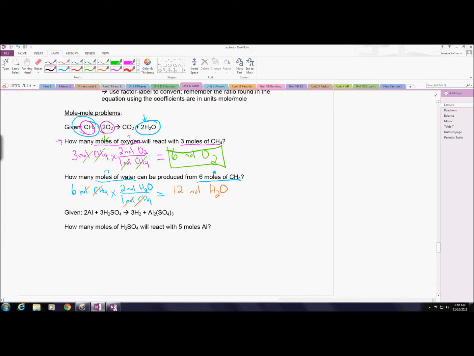Okay, next question. This one is going to use this equation right here. Given 2 moles of aluminum plus 3 moles of hydrogen sulfate, producing 3 moles of hydrogen gas plus 1 mole of aluminum sulfate, they want to know how many moles of H2SO4 will react with 5 moles of aluminum. So they want to know H2SO4. I circle H2SO4 in my equation. They have 5 moles of aluminum, so I circle aluminum in my equation, and I write down 5 moles of aluminum.